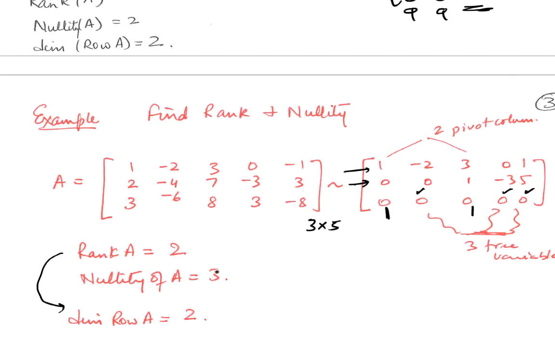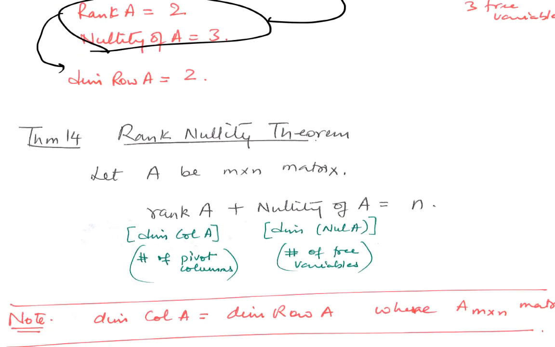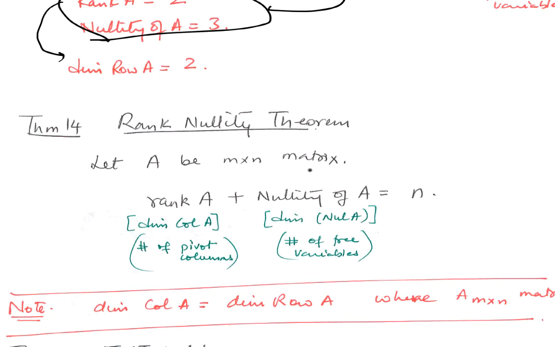And you will notice that when you add the rank of A and the nullity of A, it actually gives us the number of columns of A. And that leads us to the rank nullity theorem. Okay, what does it say? If A is an m by n matrix, then the rank of A, which is nothing but the dimension of the column space of A, or the number of pivot columns or basic variables, when added to the nullity of A, which is the dimension of the null space of A, or the number of free variables, is equal to n, which is the number of columns of A.